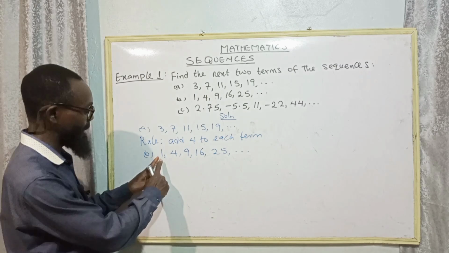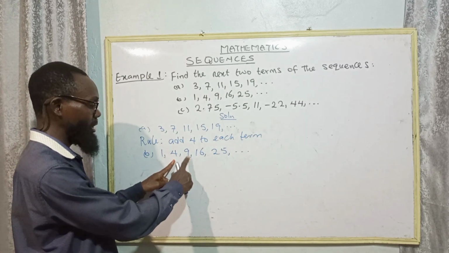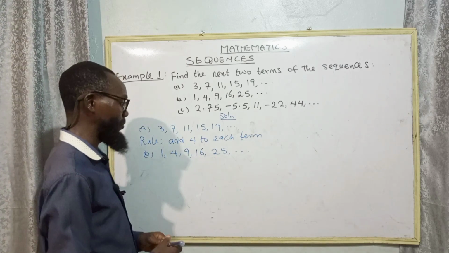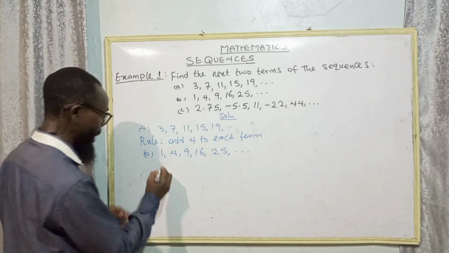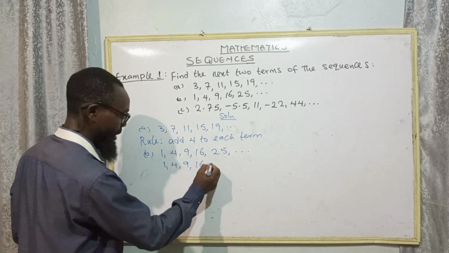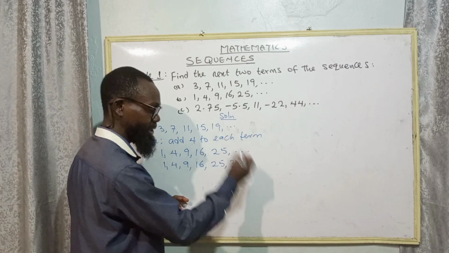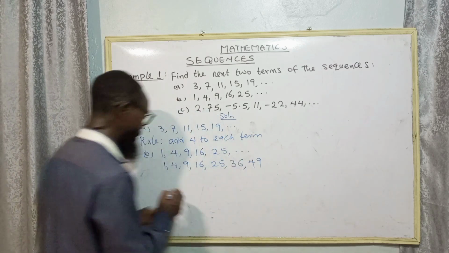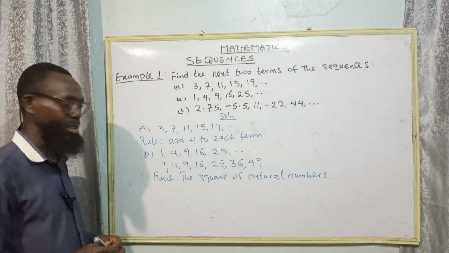Now, the square of 1 gives 1, the square of 2 gives 4, the square of 3 gives 9, the square of 4 gives 16, the square of 5 gives 25. Then the square of 6 is going to be 36, and the square of 7 will be 49. So the rule guiding this is the square of natural numbers.